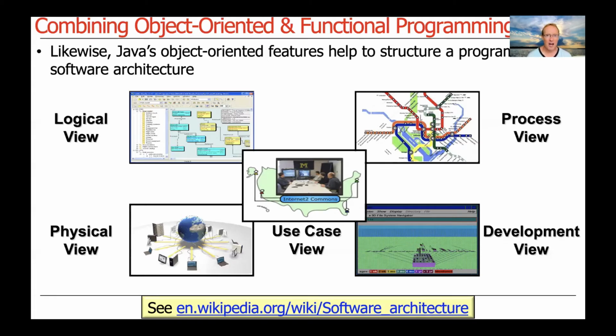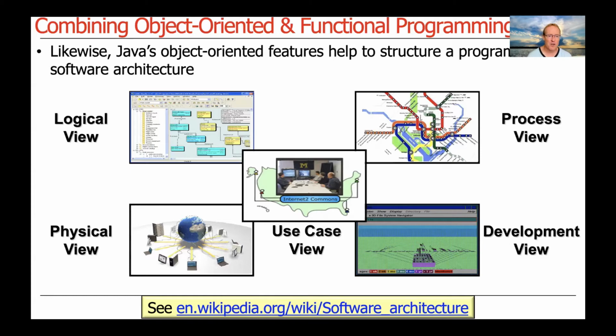If you only have 100 lines of code, the architecture doesn't really matter. If you have 100 million lines of code or even 100,000 lines of code, the architecture starts to make a big difference. If you want to learn more about what software architecture means, there's a link at the bottom of this slide that talks about the so-called 4+1 view model of software architecture.